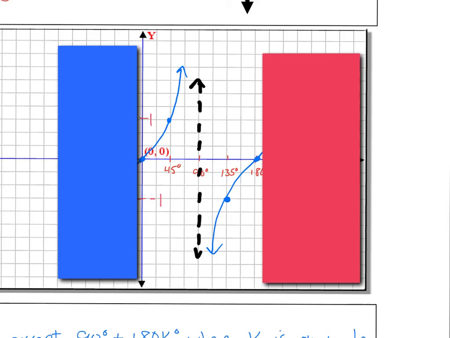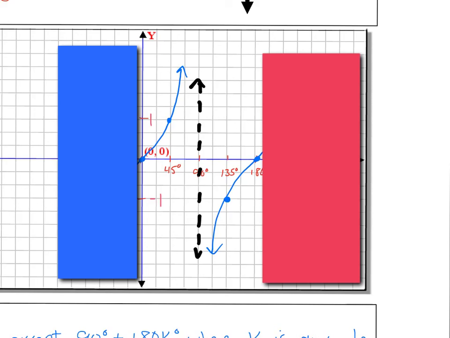Tangent of 0 degrees was 0. Tangent of 45 degrees was 1. Tangent of 90 was undefined. Undefined means there's a vertical asymptote. Tangent of 135 was negative 1. Tangent of 180 degrees was 0.